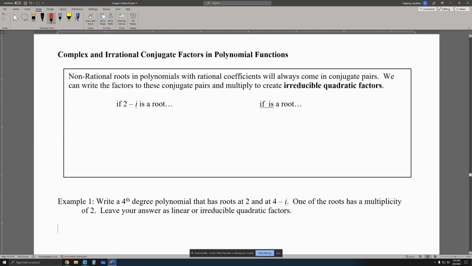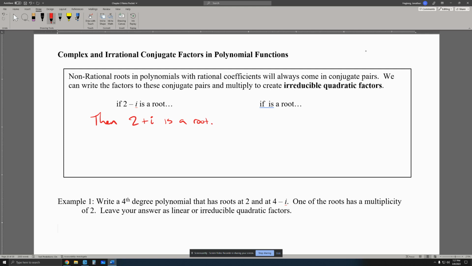Now I want to talk about the complex and irrational conjugate factors of polynomial functions. So non-rational roots in polynomials with rational coefficients will always come in conjugate pairs. We can write these factors to these conjugate pairs and multiply to create the irreducible quadratic factors. Okay? So what does all this mean? This means that if you have the complex number 2 minus i is a root, then the complex conjugate 2 plus i is also a root.